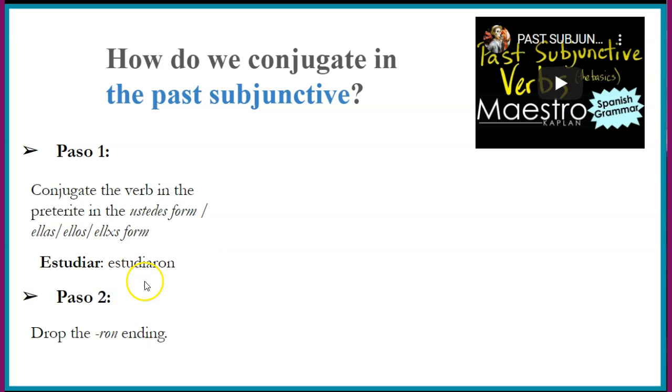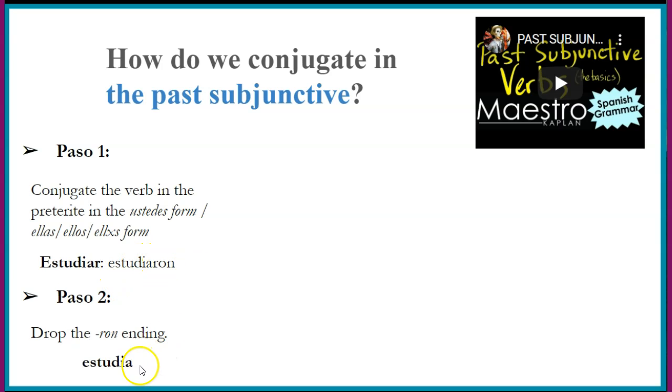Paso 2, drop the RON. So when you conjugate the verb in the preterite of the ustedes, ellos, ellas form, you're always going to have an RON ending. If you don't have it, that means that you didn't conjugate the verb correctly in the preterite for the ustedes, ellos, ellas form.